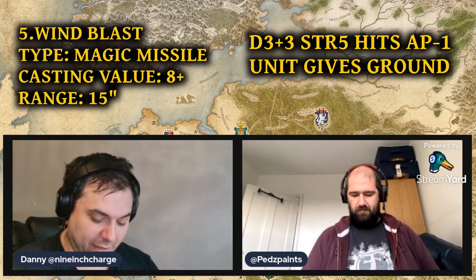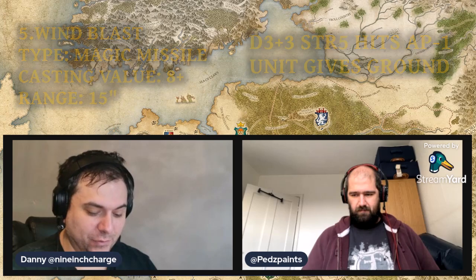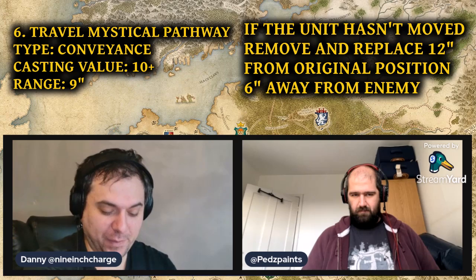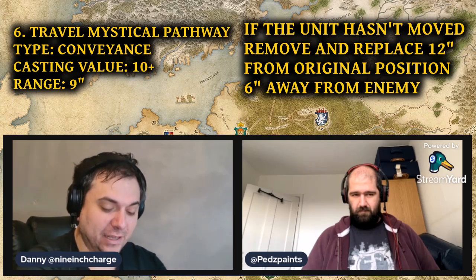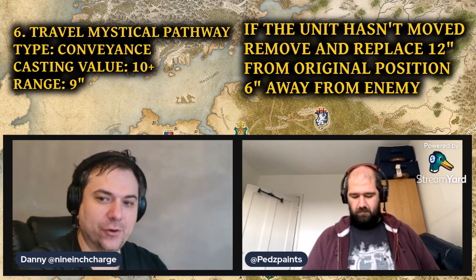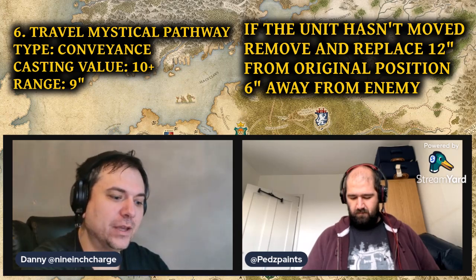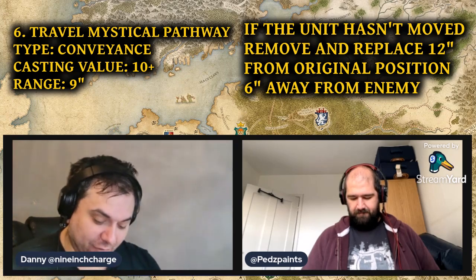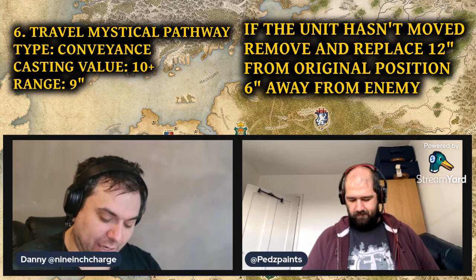All right. The last spell is Travel Mystical Pathway. And it's funny, just before we go into the spell, I just want to say, just think about spell number 4, Earth and Ramparts. This is on a unit that hasn't moved or can't move, and you're drawing them down into there. They're the target of a combat. So this is a conveyance spell with a casting value of 10 plus and a range of 9 inches.